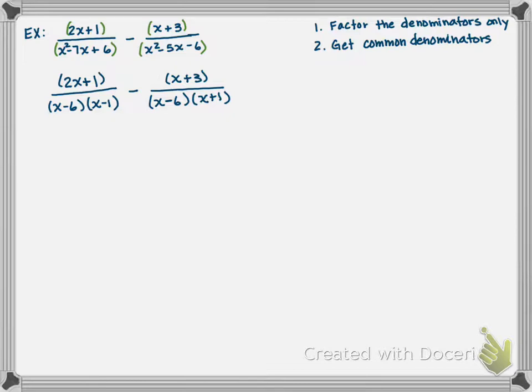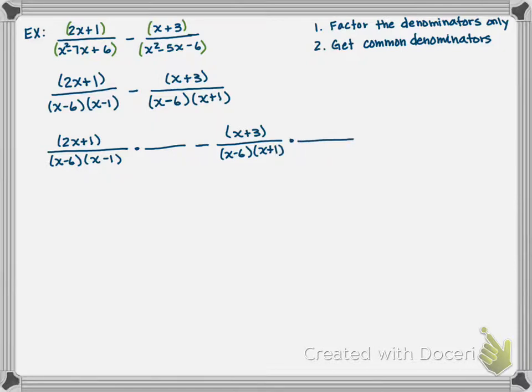And so in order to do that, we're going to have to multiply by factors of 1. So we've got our 2x plus 1 over x minus 6 times x minus 1. We're going to multiply that by something. And then minus x plus 3 over x minus 6 times x plus 1. We're going to multiply that by something. So I always start with thinking about what we already have in common. So they both already have an x minus 6, so we don't have to worry about that.